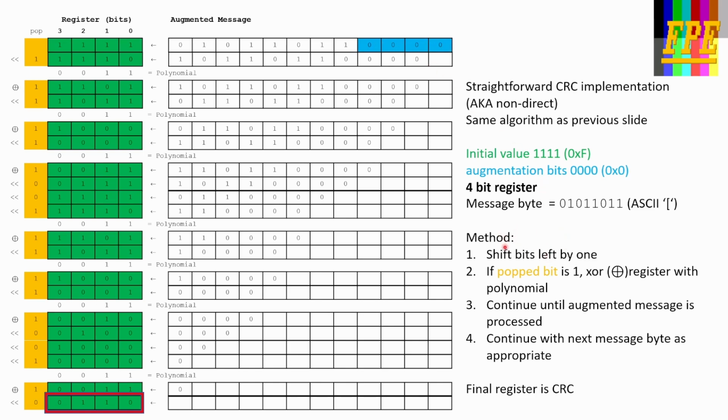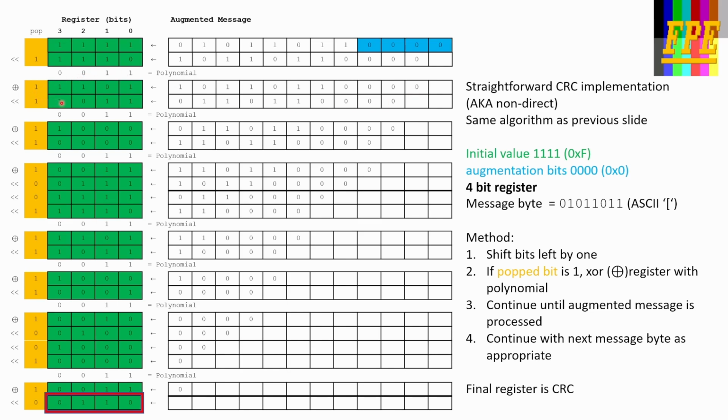So the method you're going to do here to get the same result as before is you shift the bits left by 1, which is what this first line is doing here. And so you've got this 1 left over here. If the popped bit is a 1, you exclusive OR the register with the polynomial. So it's a 1. The polynomial in this case was 1, 0, 0, 1, 1. We don't care about the leading one, so we're just going to stop talking about it now. You get the exclusive OR of that, and that gives you 1 and 0 is 1, 1 and 0 is 1, 1 and 1 is 0, 0 and 1 is 1. All the rest of these are the same.